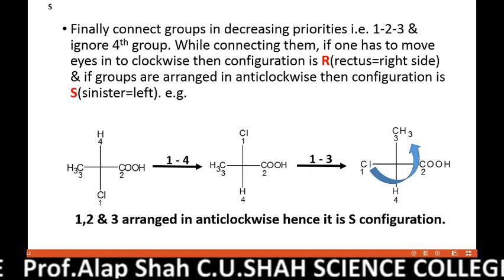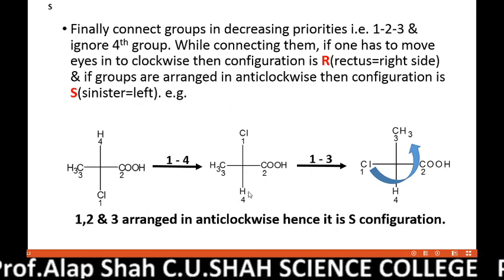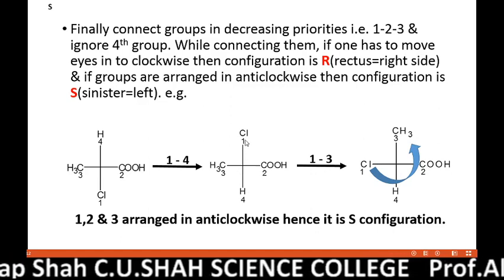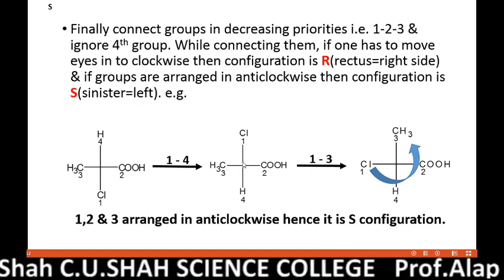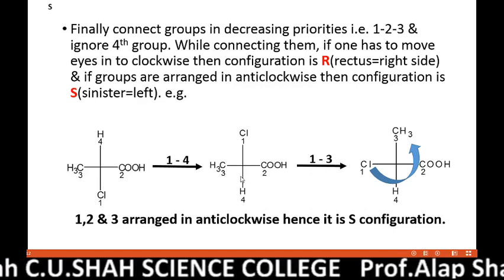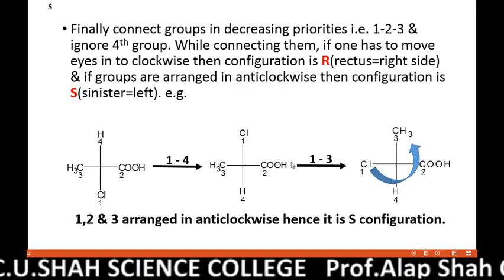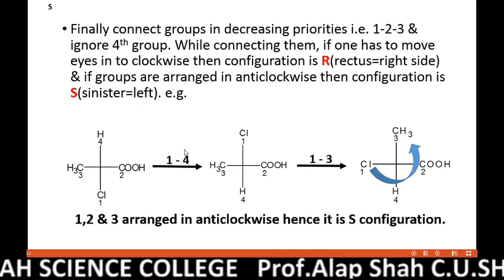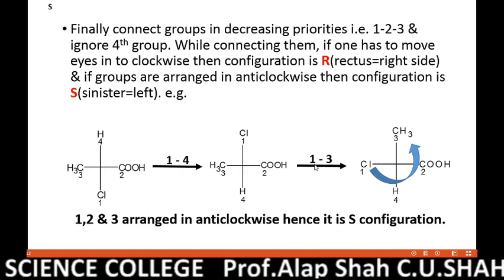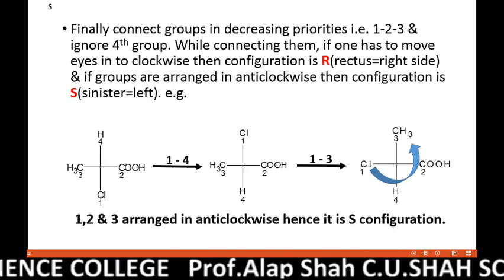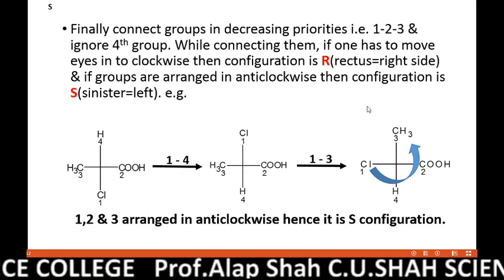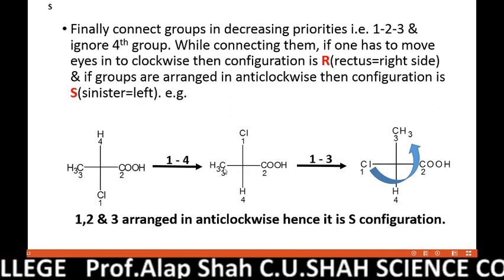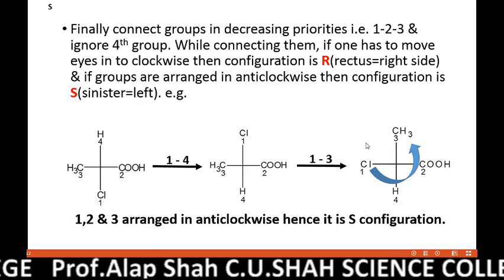After bringing the least prior group to this position, you should change one more pair. There are three options: either 1, 2, or 1, 3, or 2, 3, because we have to keep the fourth group here. Here I have changed the 1, 3 groups. So in total, to determine the configuration, we interchange 2 pairs, and that is allowed. Interchange of one pair is forbidden because it changes the configuration. So you should interchange 2 pairs. Now I will change 1, 3: chlorine moves here and methyl moves here.